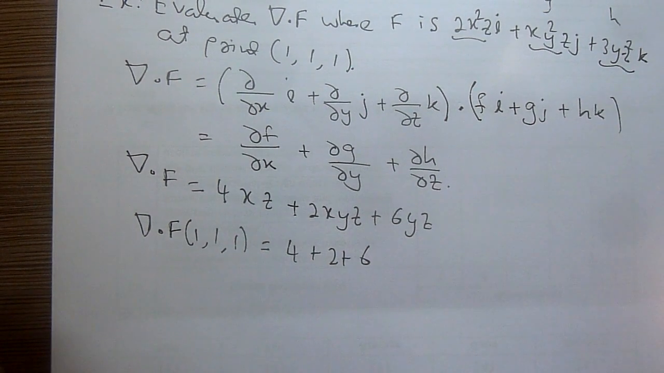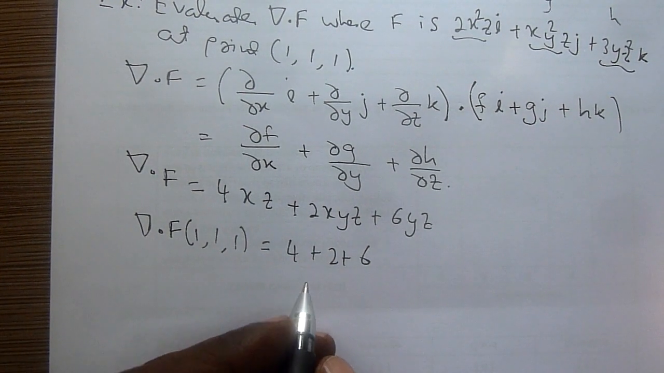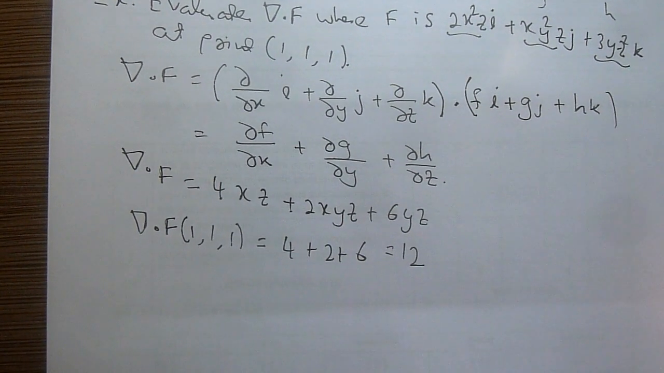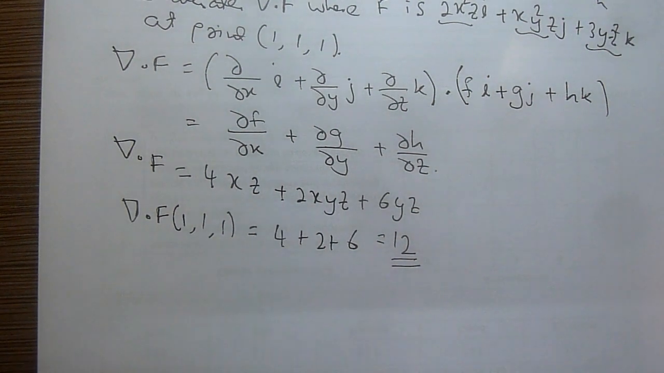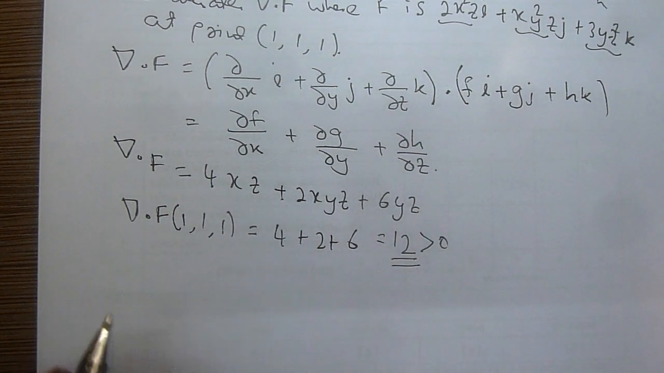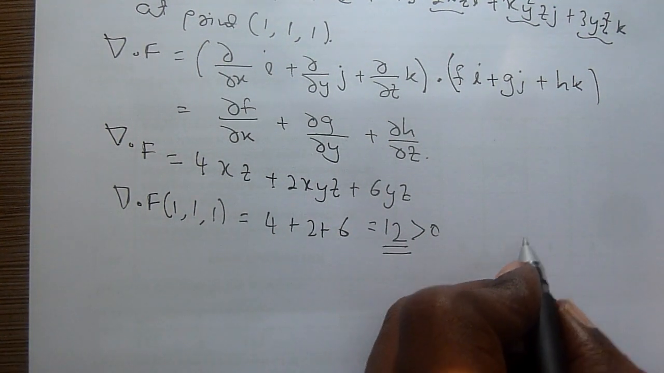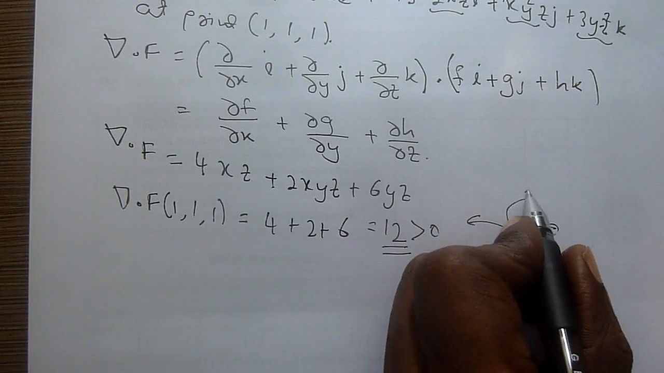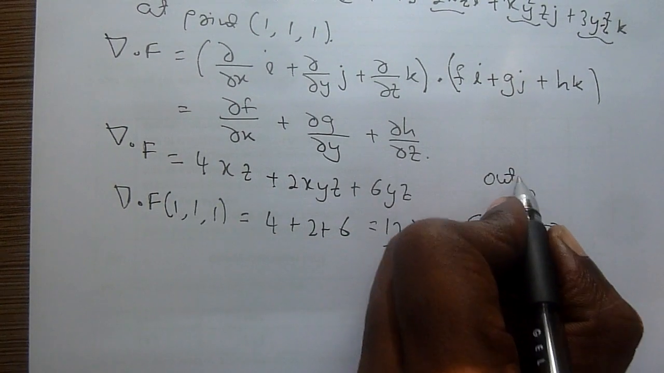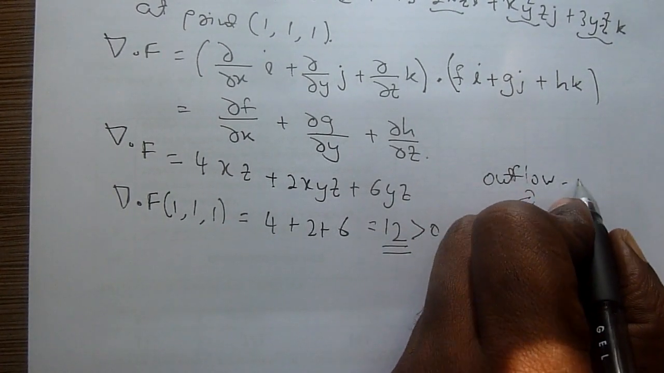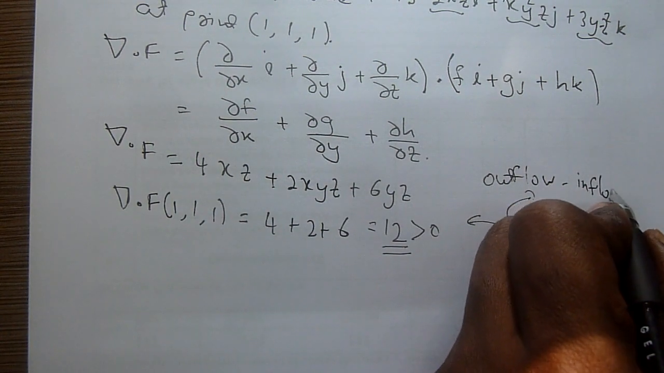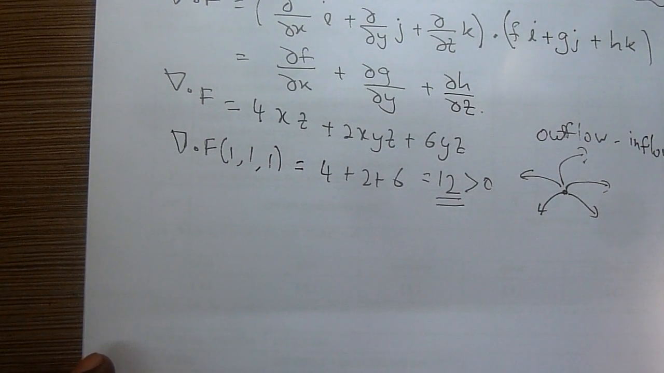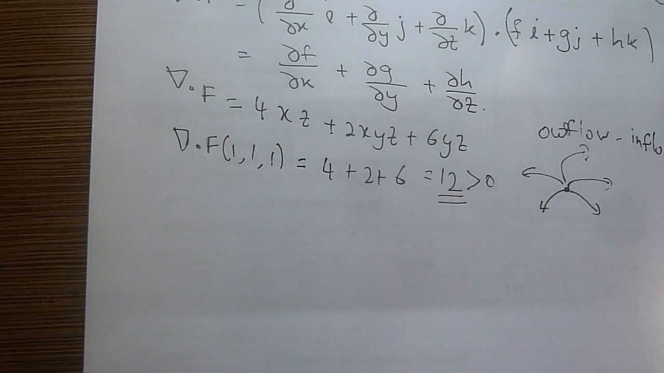Overall you will get 12, right? What do you understand from this? What is the explanation? This is greater than 0. Greater than 0 means practically you can see the water coming out from the surface. It's simple logic: outflow minus inflow is greater than 0. That is the definition of this. So far I hope that you can follow.